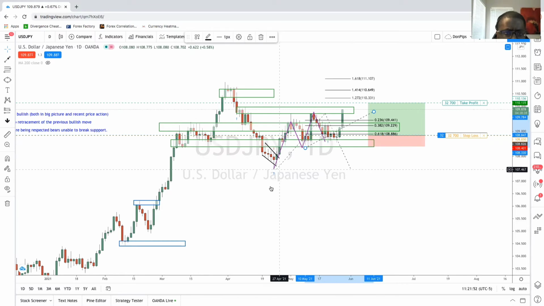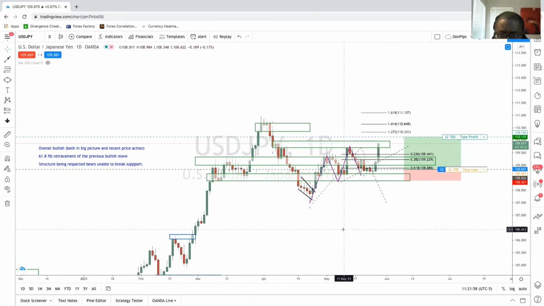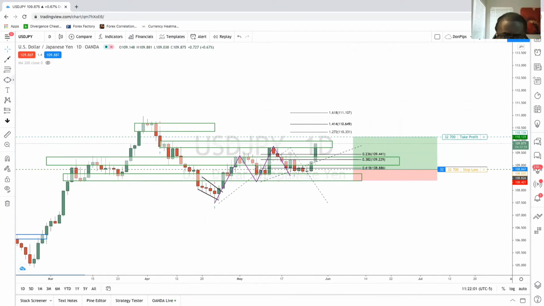All right, last thing is structure being respected, bears unable to break support. So if you look here, this is what I mean by this. And I'll highlight it for you.